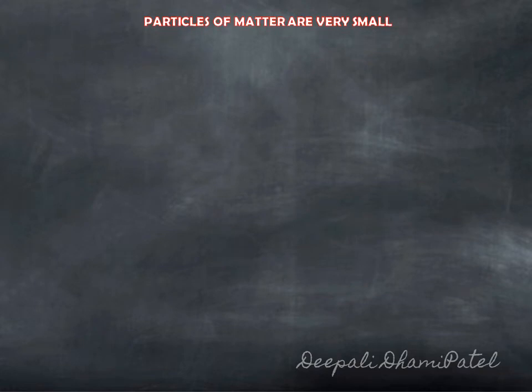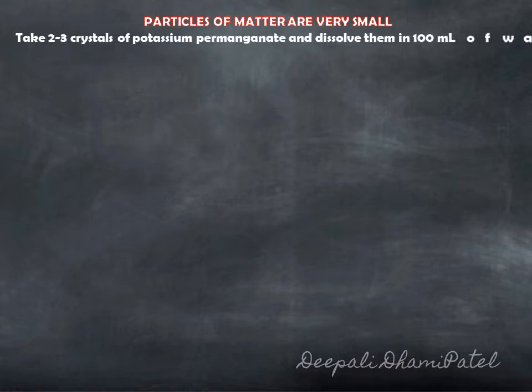Particles of matter are very small. This is the first characteristic we understood. Now let us prove it with the help of an activity. Take 2 to 3 crystals of potassium permanganate and dissolve them in 100 ml of water. Potassium permanganate is a crystalline, dark pink colored substance, easily available. Its chemical formula is KMnO4.